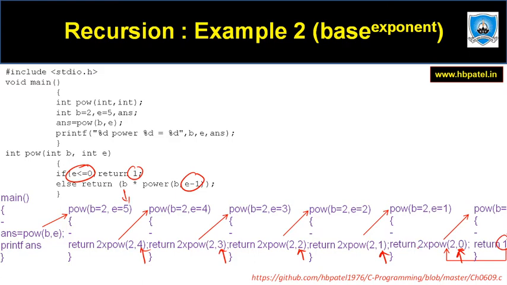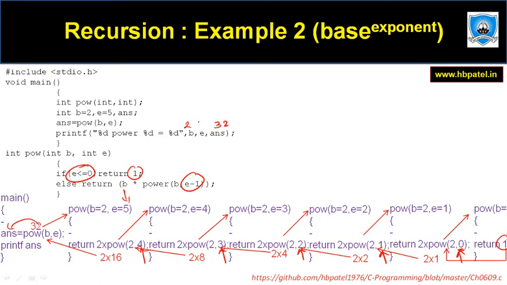Now 1 multiplied by previously waiting 2. So 2 multiplied by 1 is 2. That is returned here. So now this 2 multiplied by this previously waiting 2, so that is 4. That is returned over here, 4. 4 multiplied by previously waiting 2, so 2 multiplied by 4, 8. That goes here. So 8 multiplied by 2, that is 16. 16 goes here. So 16 multiplied by previously waiting 2, that is 32. 32 is assigned into answer. So that 32 will be printed.